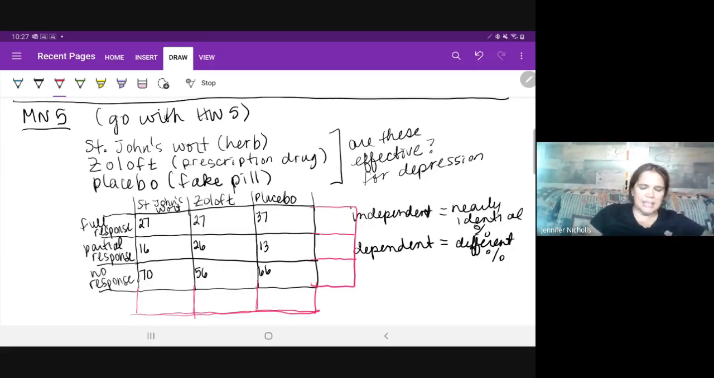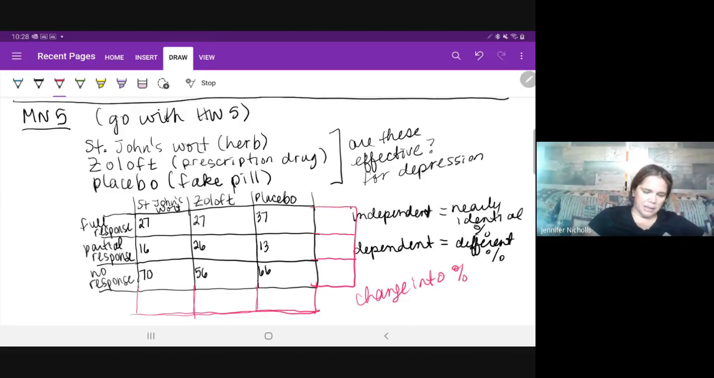Because do you see how 27 people were fully recovered with St. John's wort? And 27 people were recovered with Zoloft. But it seems like the placebo had, hey, more people had recovery. But what we don't know is they don't have the same number of totals. So we have to change these into percents. Okay, and what we're going to do is just change the whole column into percents.